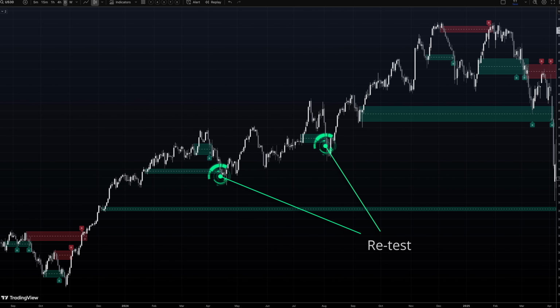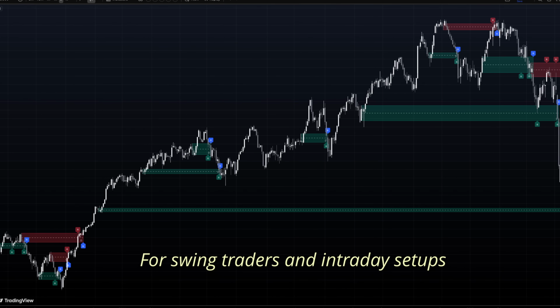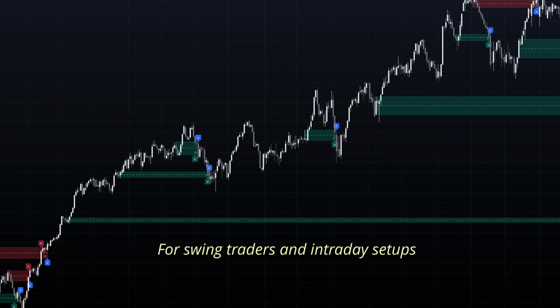The retest functionality helps confirm zone validity, while break detection signals potential trend continuation or reversal scenarios. The indicator serves swing traders seeking structural levels and day traders looking for intraday supply and demand imbalances.